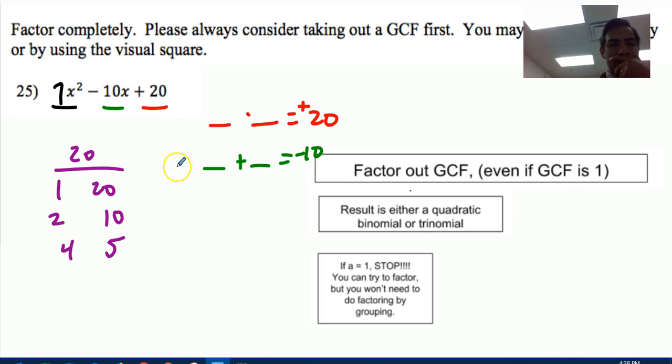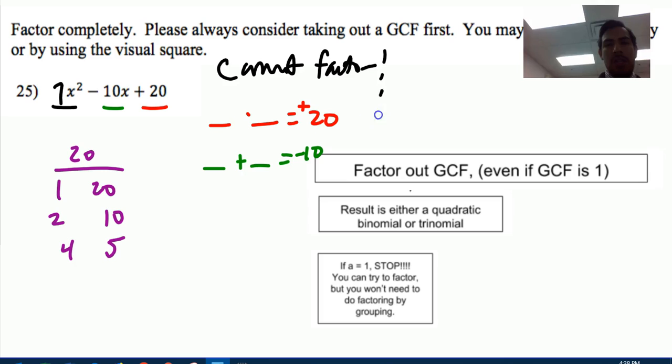Now, let's see here. 1 and 20 can't get 10 when I add them up. 2 and 10 can't get 10 when I add them up. 4 and 5 can't get 10 when I add them up, which means it can't factor. If you want to be fancy, you could say that this quadratic is prime. We cannot factor anything out of that quadratic. Love when they're prime, because it saves a lot of work.